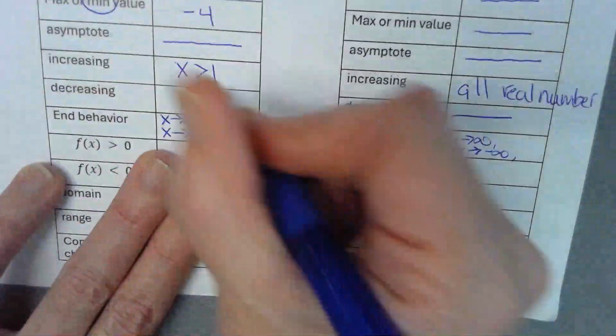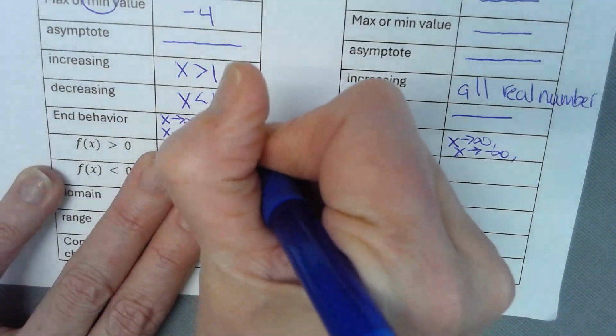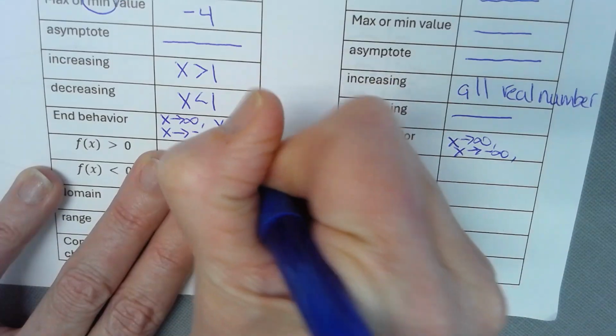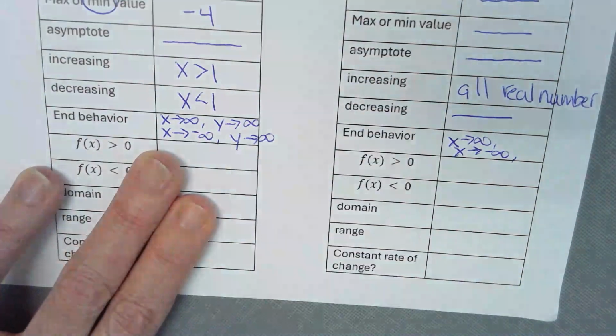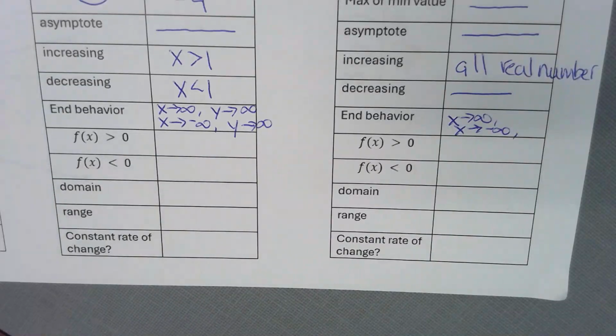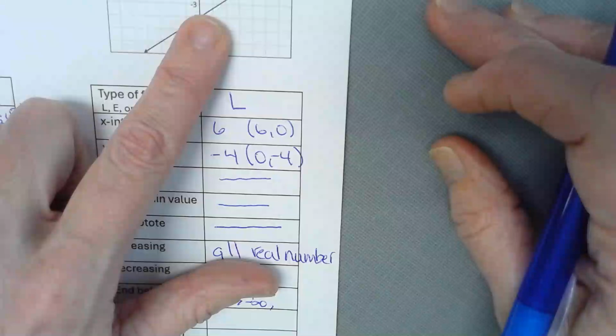So the quadratic's pretty easy. Both of these are y goes to positive infinity. Both of them. And keep in mind, for quadratics, they either have to, y's go up or y's both go down. They can't go like that.